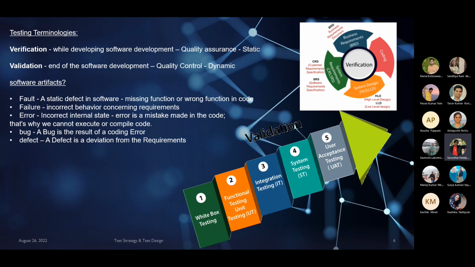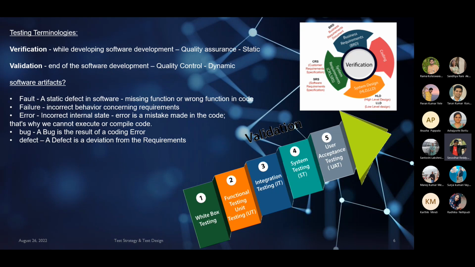And when it comes to error, it's a completely incorrect internal state, like a mistake made in the code. A developer is developing some code, but he cannot execute or compile it because he is getting some error because of some information given wrong according to the requirement. So that comes under the error part.